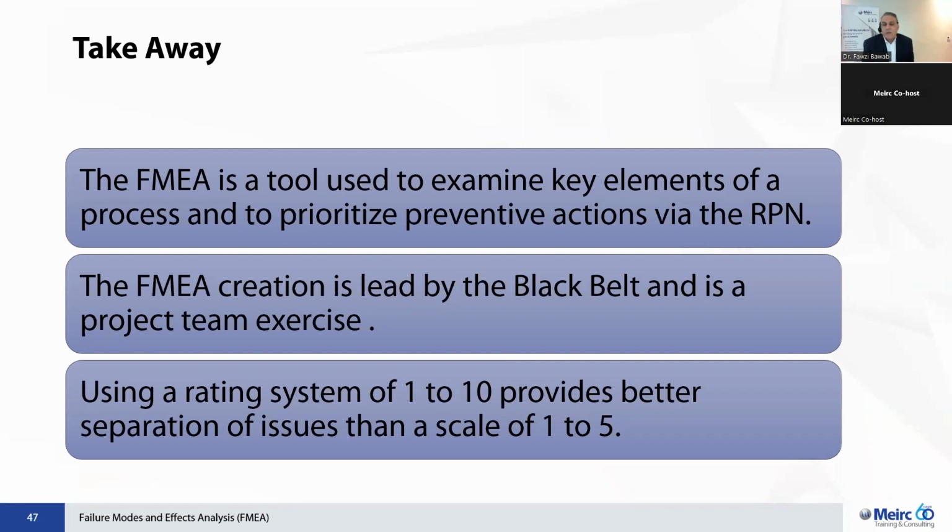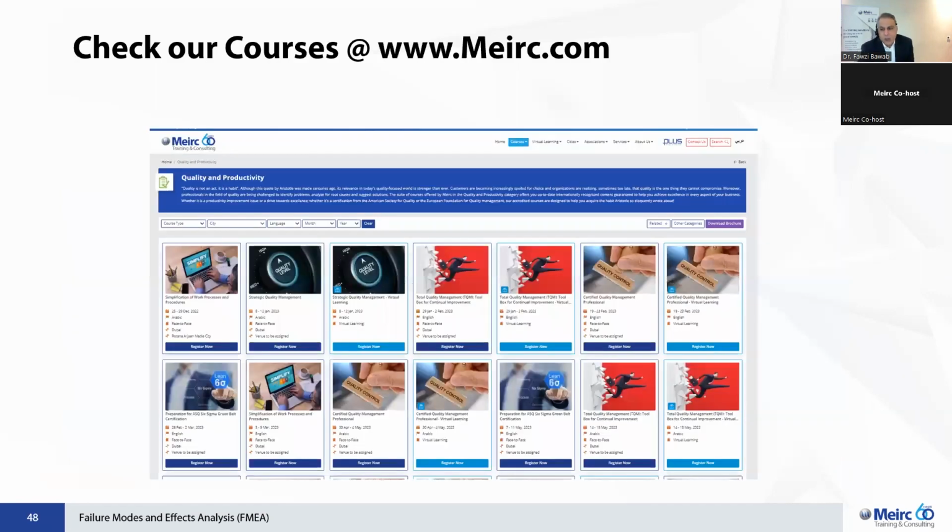Takeaways. The FMEA is a tool used to examine key elements of a process. And of course, we tend to pick and select the critical processes in our organization. We use it to prioritize preventive action. And I emphasize the word preventive actions via the RPN. And the FMEA is led by the black belt, and is a project team exercise. Using a rating system of 1 to 10 provides better separation of issues than the scaled 1 to 5. So when we put the RPN, we tend to use the 1 to 10.